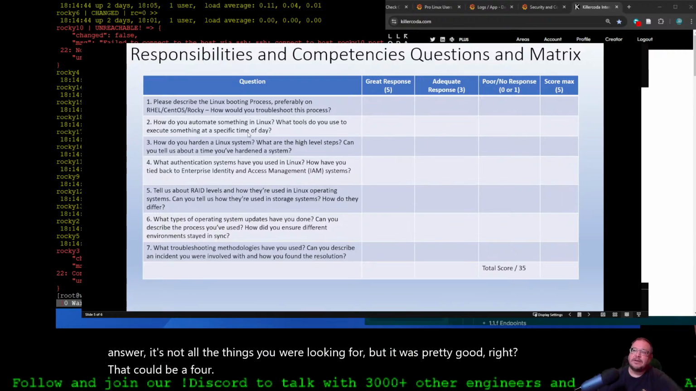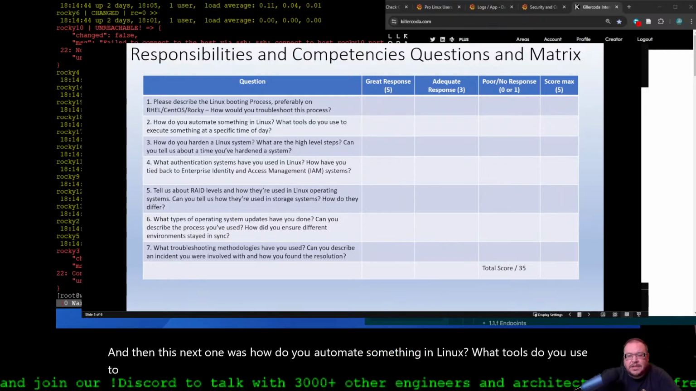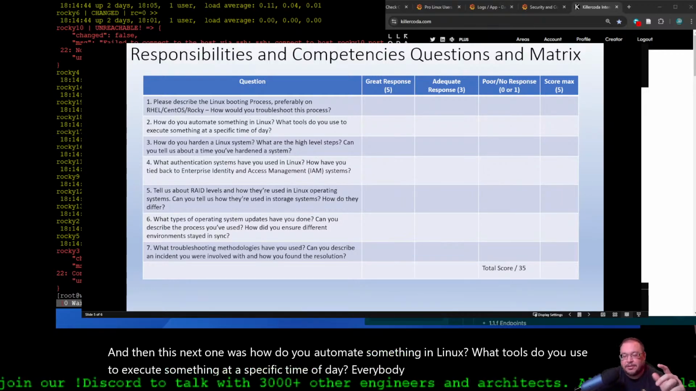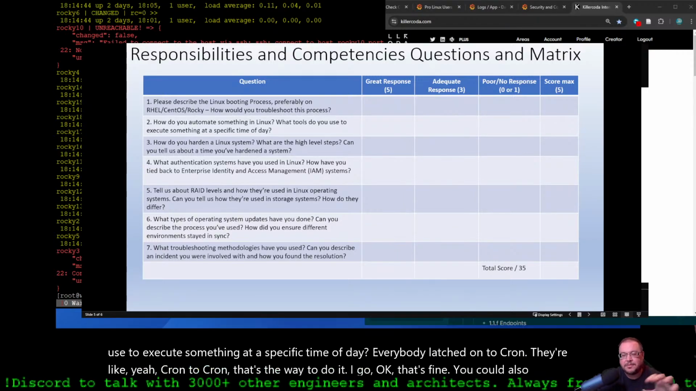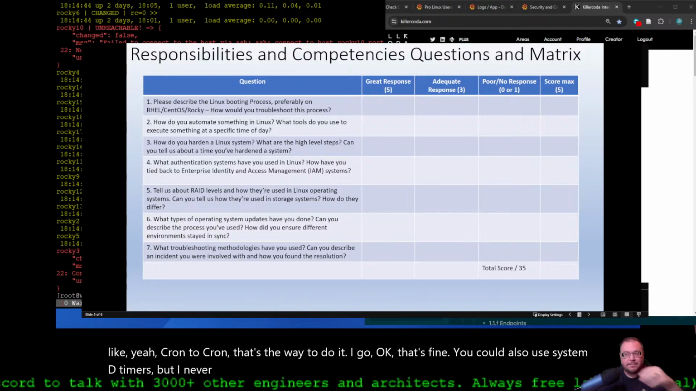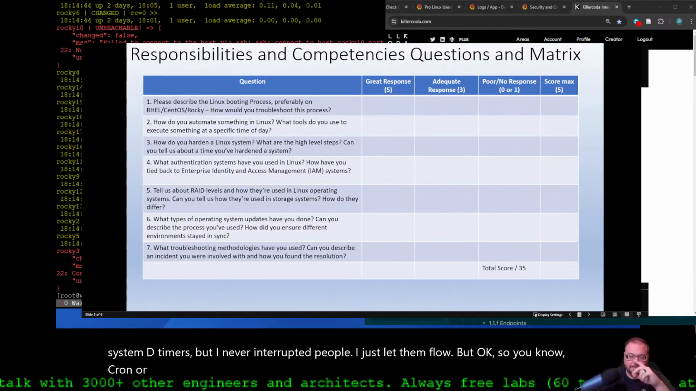And then this next one was, how do you automate something in Linux? What tools do you use to execute something at a specific time of day? Everybody latched onto cron. They're like, yeah, cron, that's the way to do it. And I go, okay, that's fine. You could also use systemd timers, but I never interrupted people. I just let them flow. But, okay, so, cron or systemd timers.